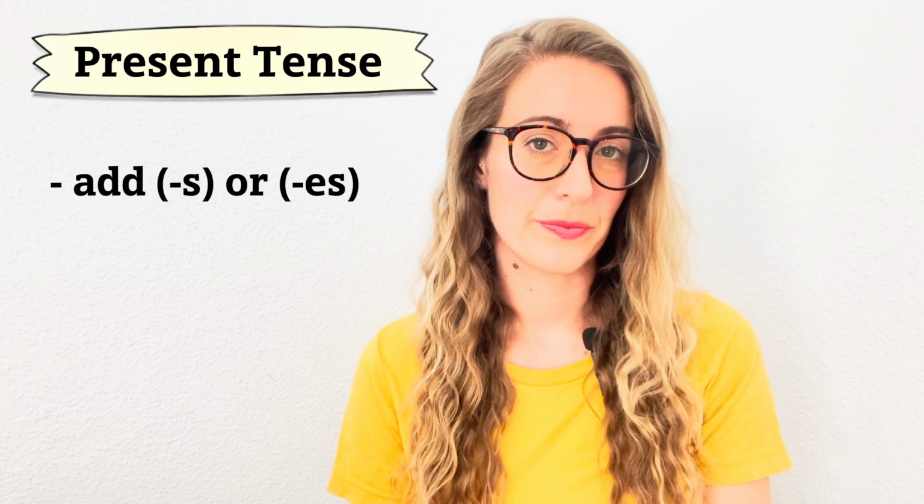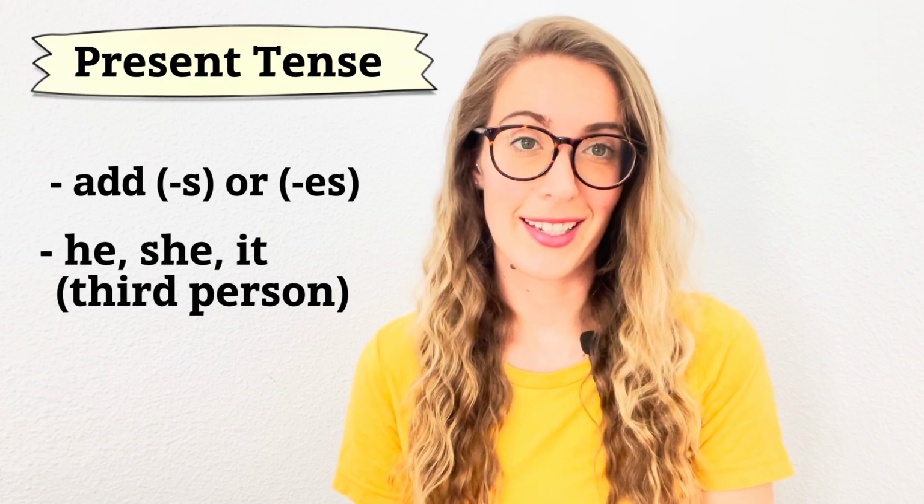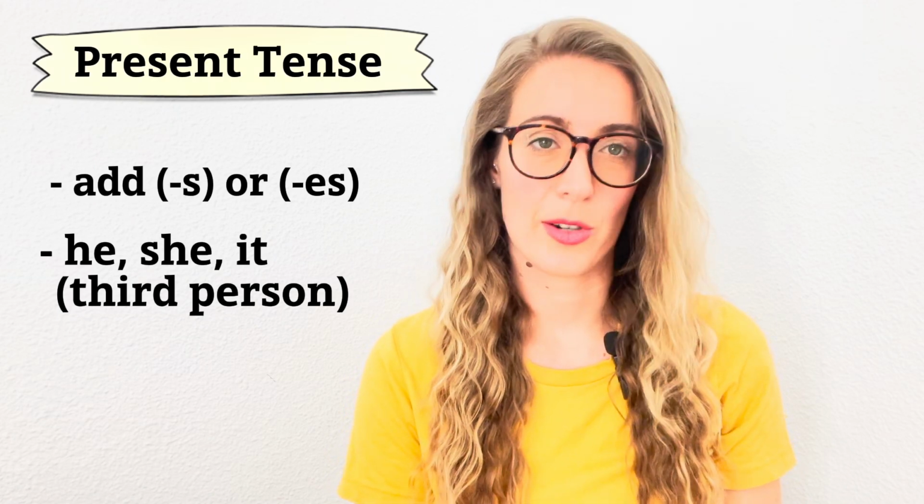For most verbs, to conjugate in present tense, you will just add an s or es to the end of a verb in third person, which means for he, she, or it.